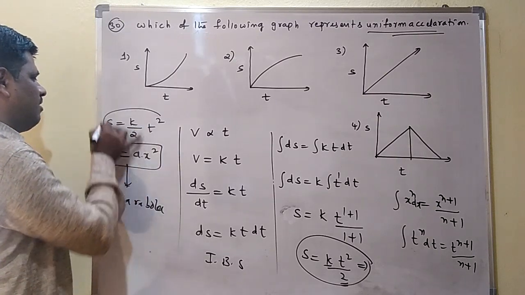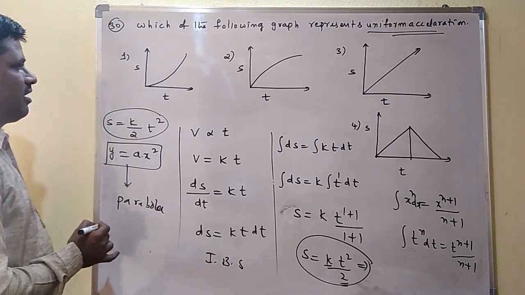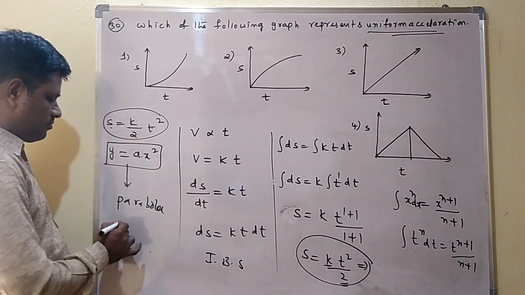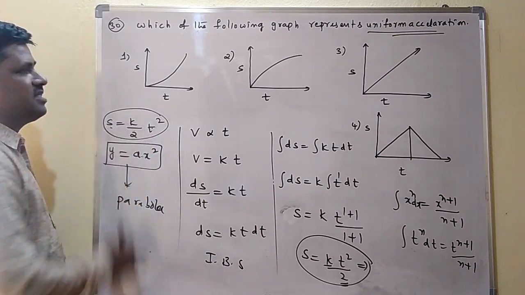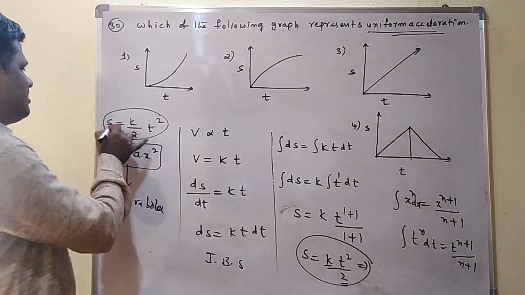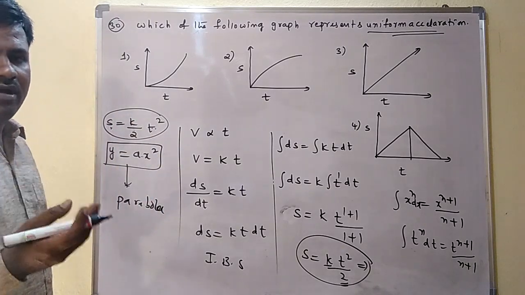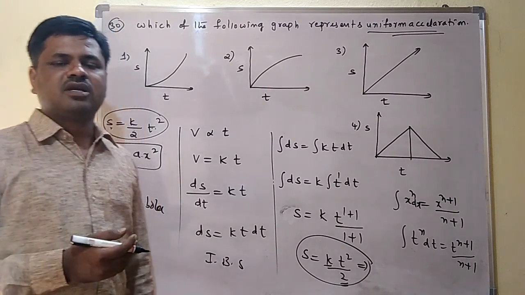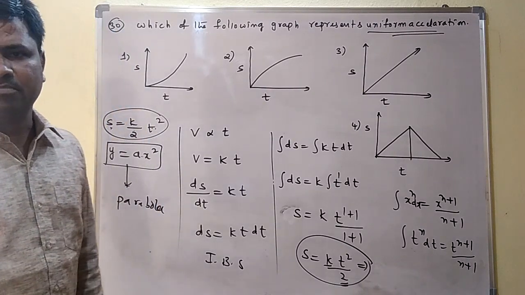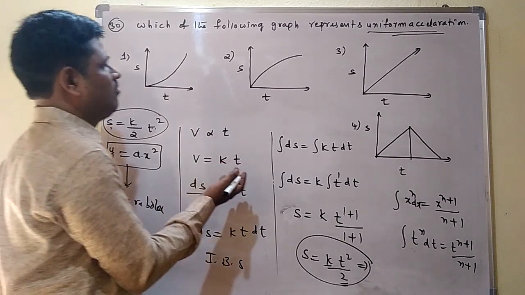So this equation also represents a parabola. When drawing the graph between s and t, it represents a parabola, because s is directly proportional to t square. Any physical quantity that is directly proportional to a square represents simply a parabola. So which is the parabola here?